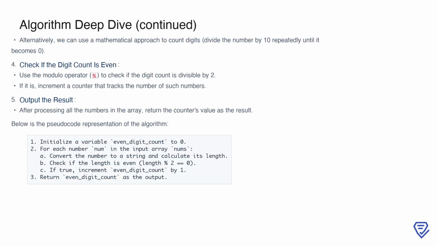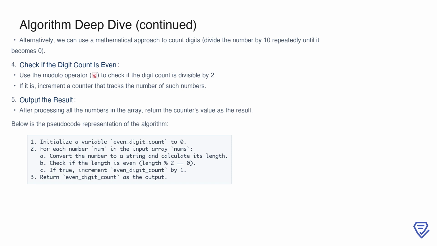Alternatively, instead of converting the number to a string, we can use a mathematical approach to count the digits. This involves dividing the number by 10 repeatedly until it reduces to 0, while keeping track of the number of divisions. Once we have the digit count, we check if it is even by using the modulo operator, %. If the digit count modulo 2 equals 0, it means the number has an even number of digits, so we increment a counter that keeps track of such numbers. After processing all the numbers in the array, the final step is to return the value of this counter as the result.